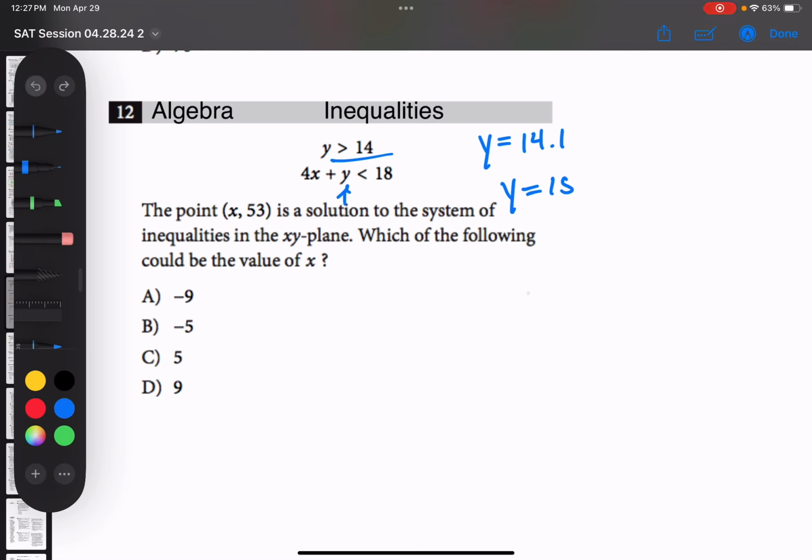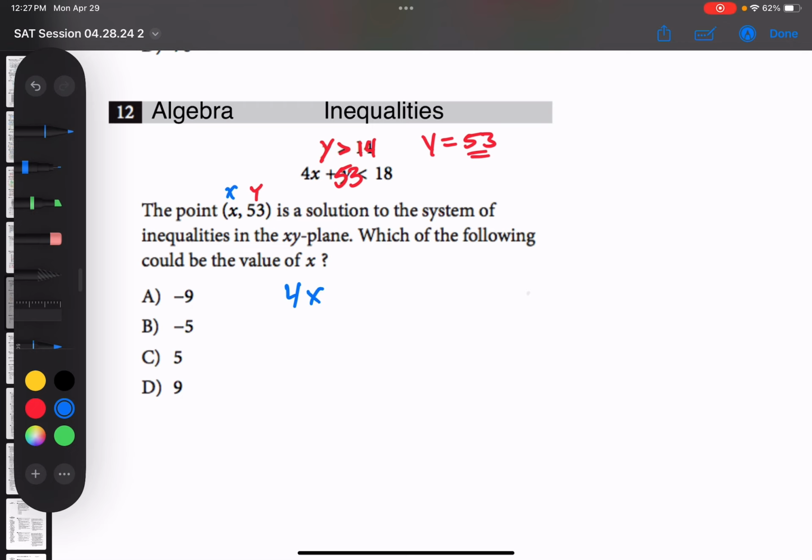All right, let me back that up, and let's go into the question and see what they truly want from us. Okay, the point x in 53. So they're not telling us what the value of x is, but it's just x. But they are telling us the value of y is 53. The original fact, they said y is greater than 14. So does that mean that y could equal 53? Yeah, it's greater than 14.